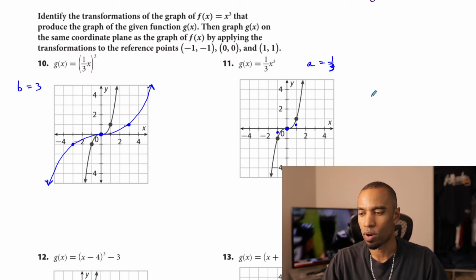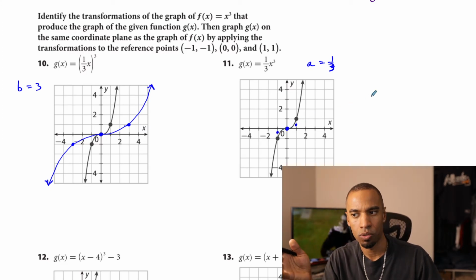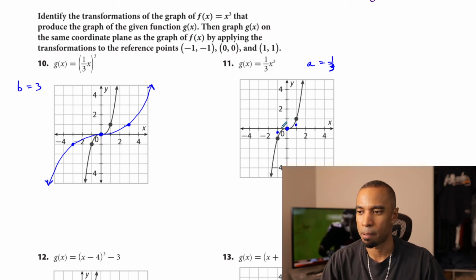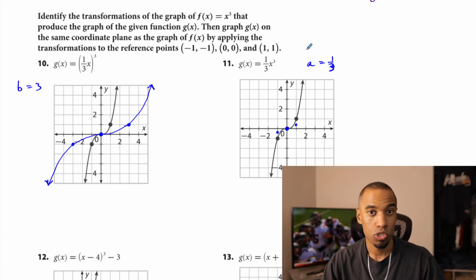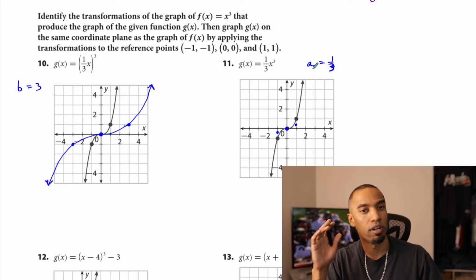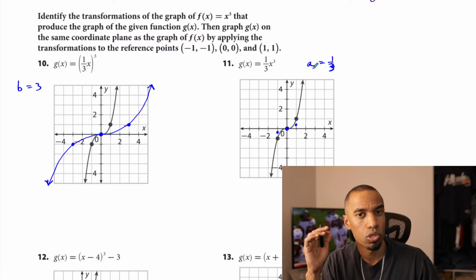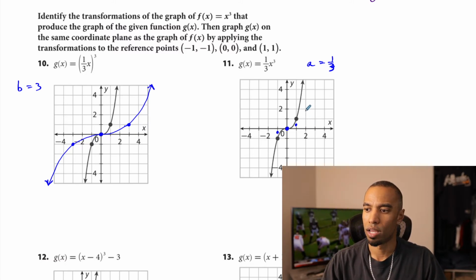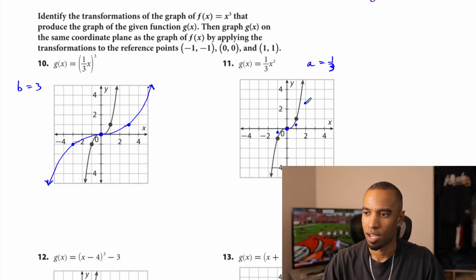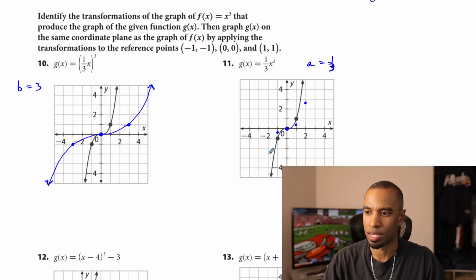And again, it's not straight. Let me give you the 2 value as well, so we can kind of make sense of that. Instead of (2, 8), because 8 is 2 cubed, we're going to do 1/3 of 8, which is 2 2/3. So (2, 2 2/3) like this right here. And then this is (-2, -2 2/3) right there.